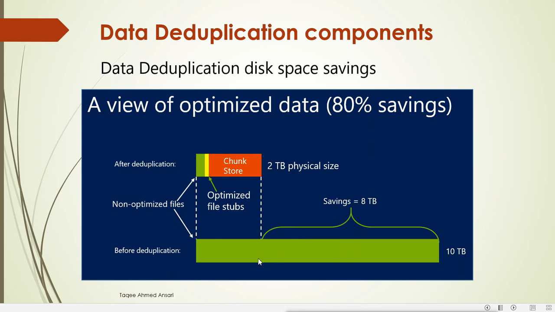So if you have 10 TB, and 9 TB of it is duplicate files, then it can save all the 9 TB and it will store that data into only 1 TB.